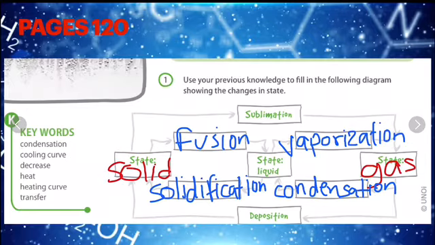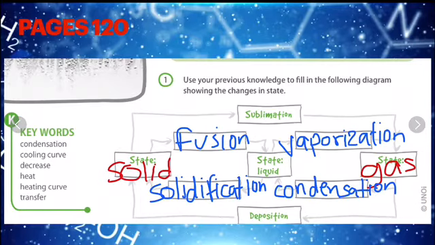You see the three matters: solid, liquid, and gas, the three states. From solid to liquid, the process is called fusion. From liquid to gas is vaporization. From gas to liquid, condensation. And from liquid to solid, solidification. This is a process of sublimation, changing to the state of gas, then deposition, then solid.